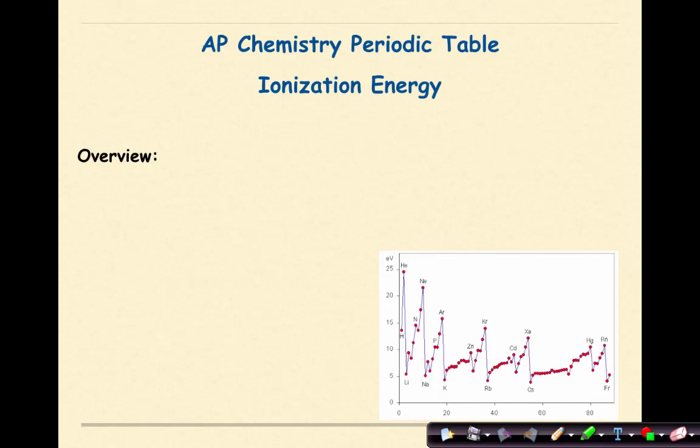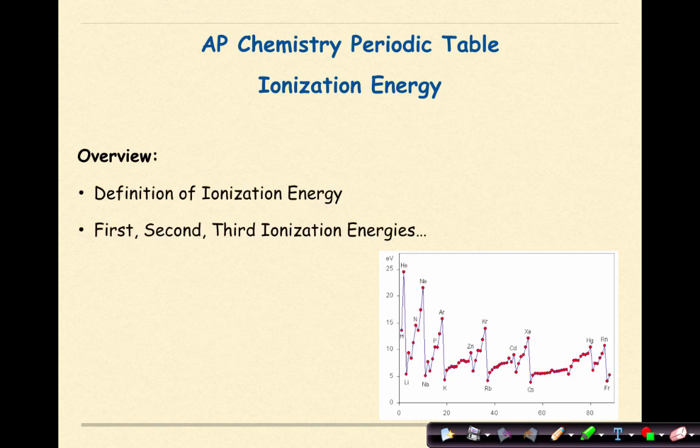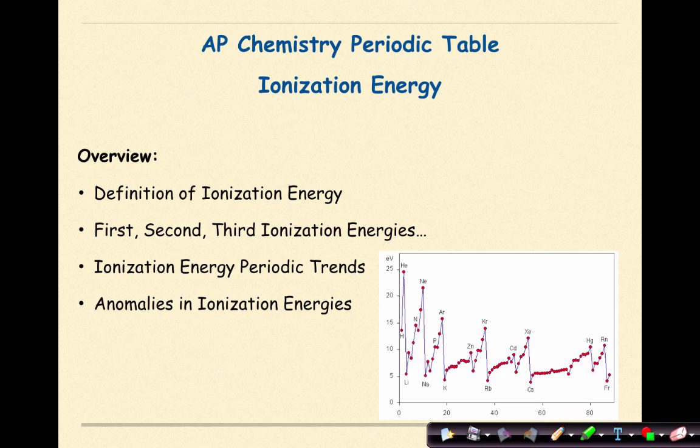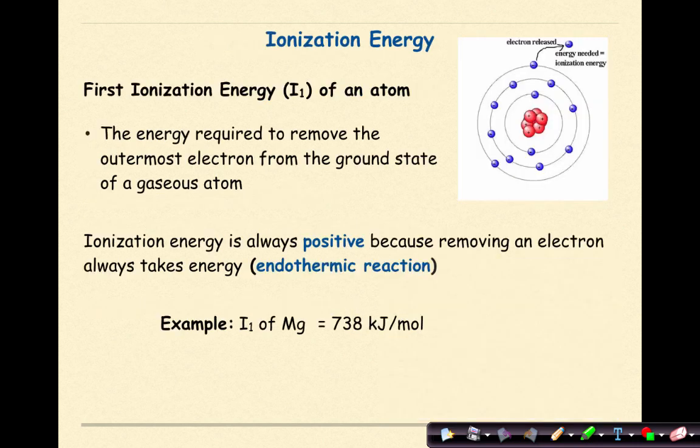AP Chemistry Periodic Table, Ionization Energy. Specifically, what we're going to be looking at today is the definition of ionization energy, first, second, third ionization energies, ionization energy periodic trends, and anomalies in ionization energies. So let's talk about ionization energy.